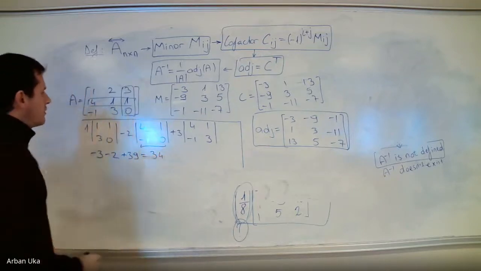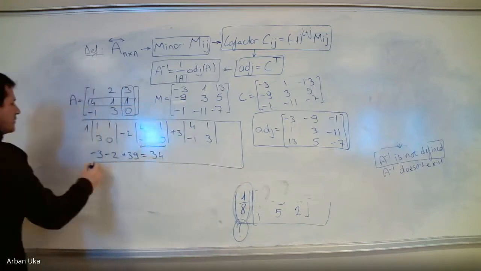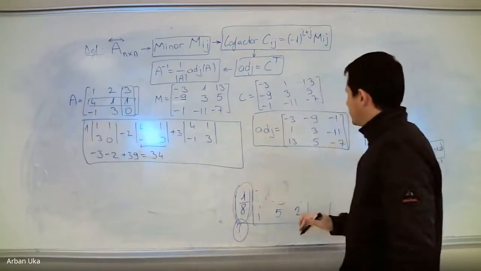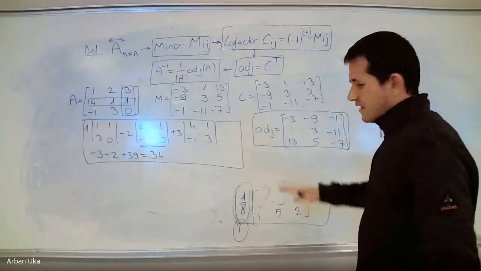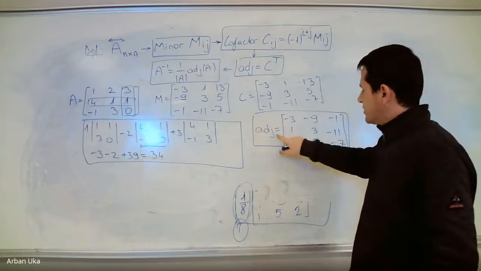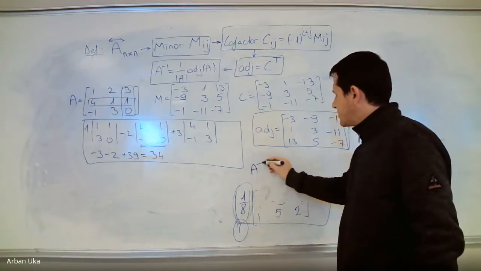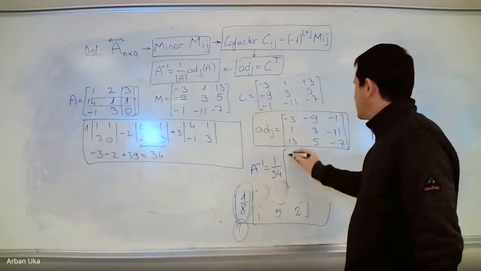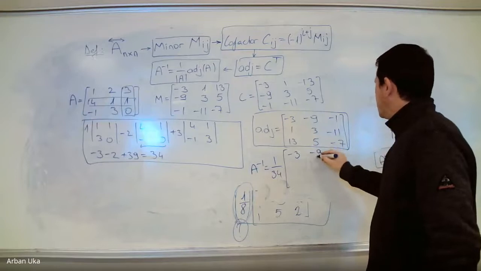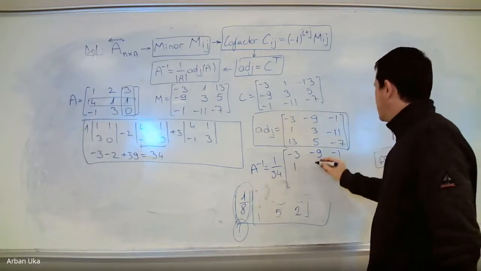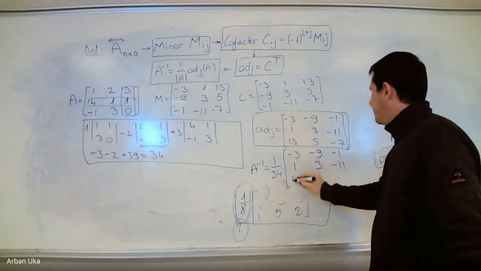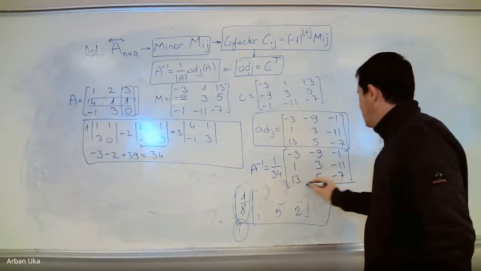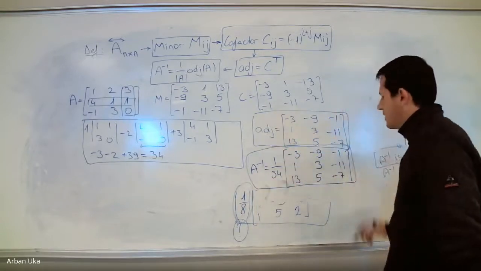Okay. So now that we know the determinant, we say that A inverse is equal to. Now it would save me some time and space, but from this adjoint, well, let's write it like this. No, let me write the whole thing. This is equal to 1 over 34 times minus 3, minus 9, minus 1, 1, 3, minus 11, 13, 5, minus 7. And this is the A inverse. This is how we found it.